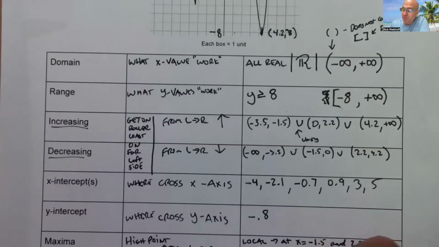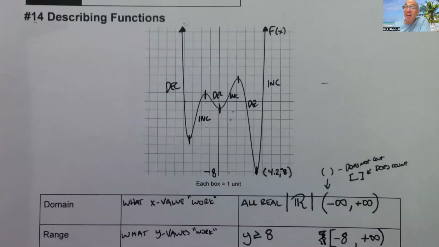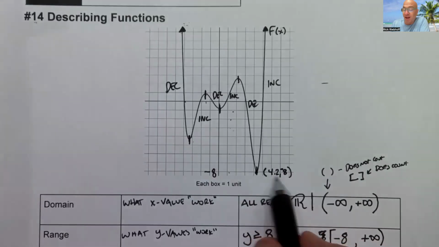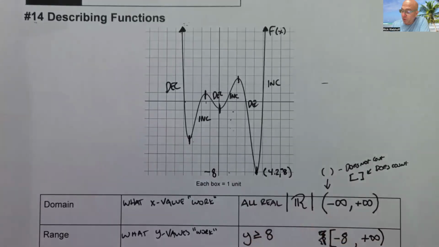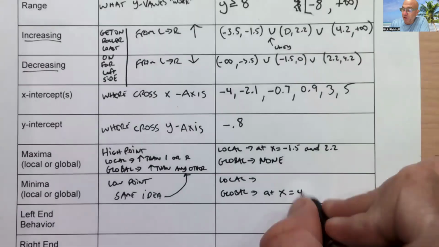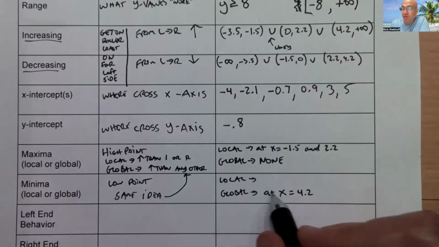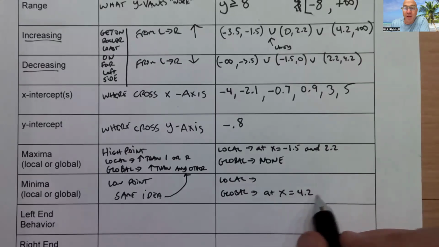All right, what about low points? Minimum. Let's start with global. Is there a low point, a point that is lower than any other point on the whole thing? Yeah, there it is right there. So we could say it's this point, or we could call the x value. So global at x equals, I think we called it 4.2, but it's okay to do the point as well. You could say global at 4.2 comma negative 8.